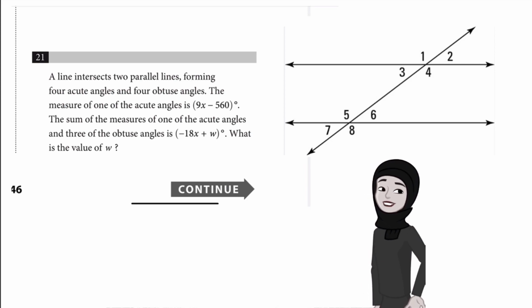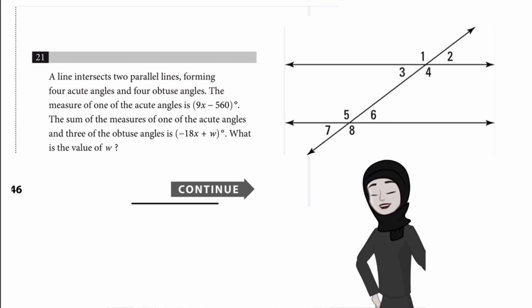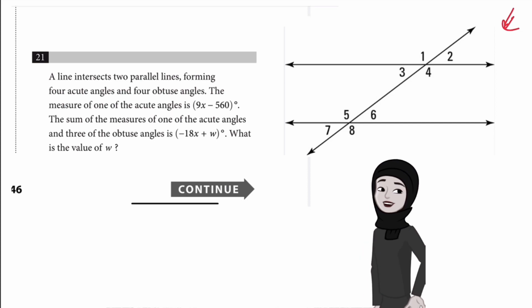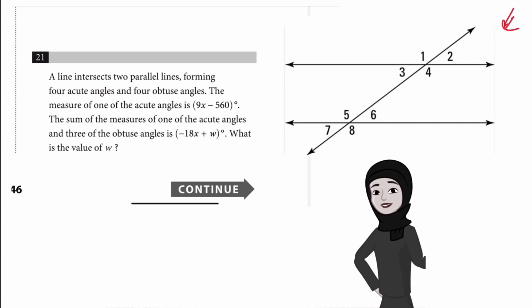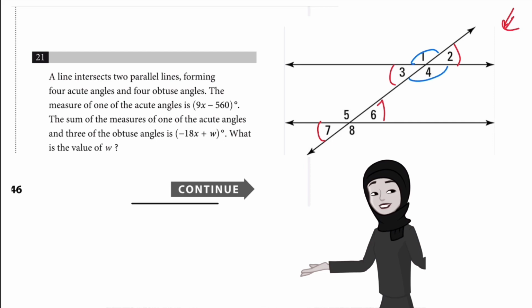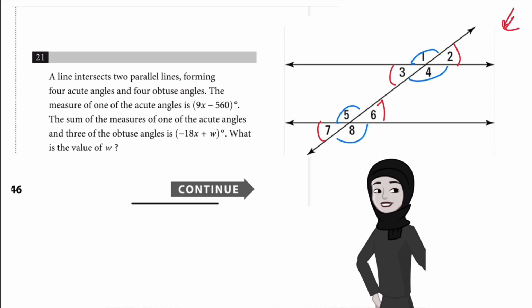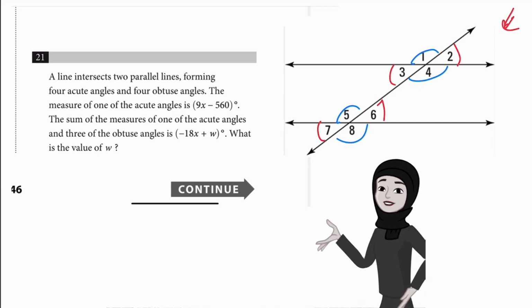So it's given that a line intersects two parallel lines forming four acute angles and four obtuse angles. I have just briefly taken a diagram where you have two parallel lines cut by a transversal. In this situation, all the acute angles will be equal and all the obtuse angles will be equal. That is what happens when two parallel lines are cut by a transversal. So each of the four acute angles has the same measure and each of the four obtuse angles has the same measure.